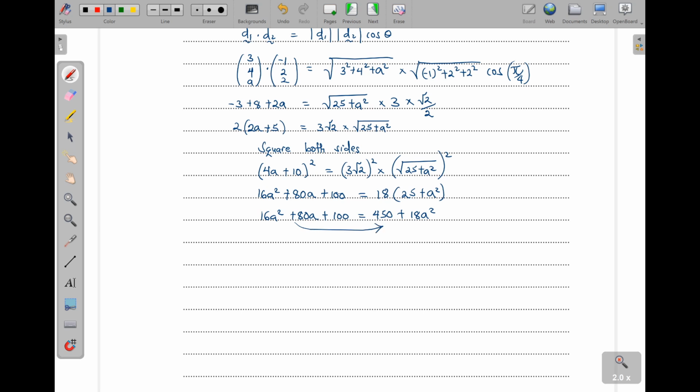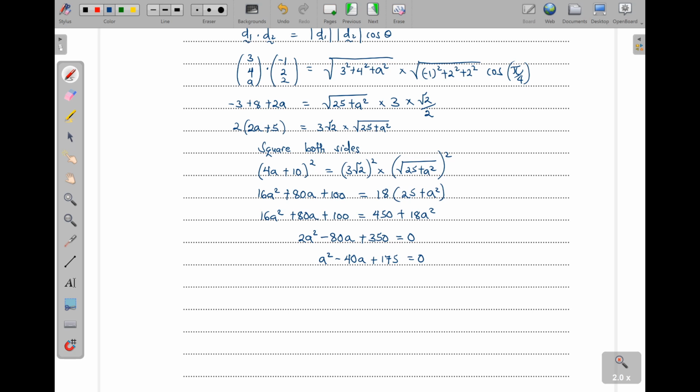I can take everything this side. Okay, so 18a squared minus 16a squared, this one will give us 2a squared. Then minus the 8a. And then 450 minus 100, that one will give us negative 350, which is equal to 0. I can even divide all through by 2. And then this one will give us a squared, then minus 40a, and then plus 175. Is it a plus or a minus? It will be a plus because 450 is bigger than 100. So plus 175, which is equal to 0.